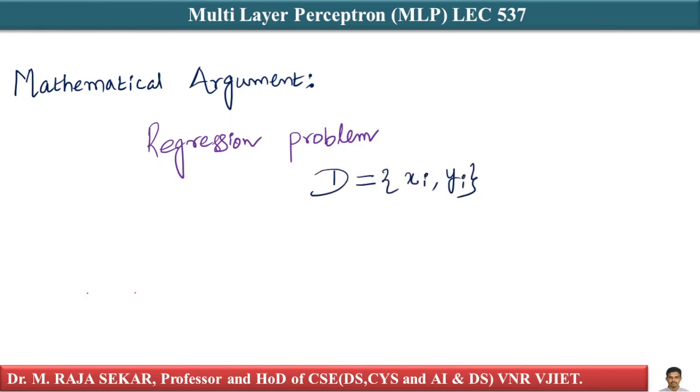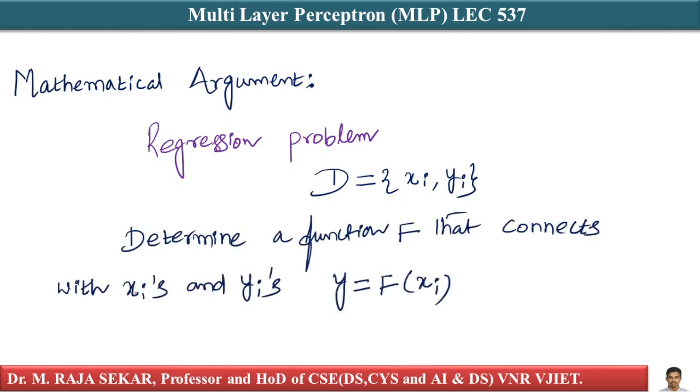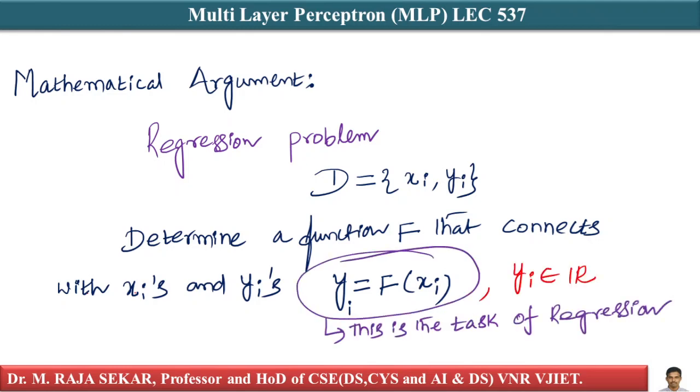Given a data set capital D of xi comma yi, we have to determine a function, let's say capital F, that connects the xi's and yi's. That's the task of regression. You want to find the function capital F that relates xi's with yi's. Again, your yi belongs to R. Let's take regression for simplicity because it is easy to understand for this argument.